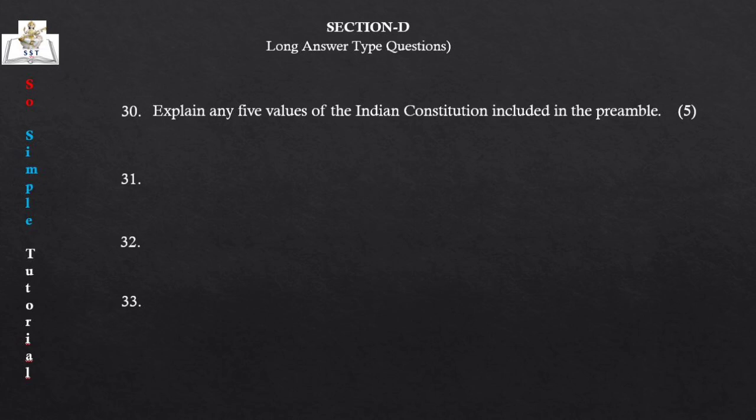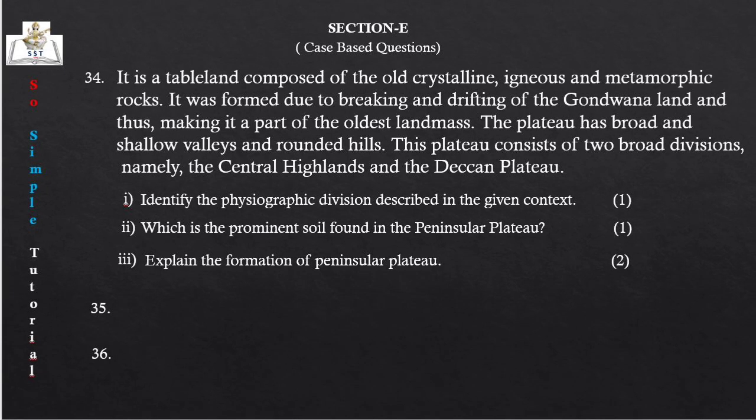Section D begins from question number 30. They are long answer type questions carrying 5 marks. The answer to these questions should not exceed 120 words. There will be 4 questions, 30, 31, 32 and 33. One sample is provided for you. Come to section E. These are case-based questions. There will be 3 questions, 34, 35 and 36. You will get a paragraph like this. At the end, there are 3 questions given, which you have to answer after going through this paragraph. This example is just a sample. There will be 2 more questions either from political science, history or economics.